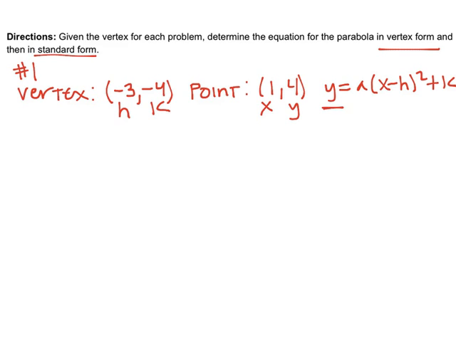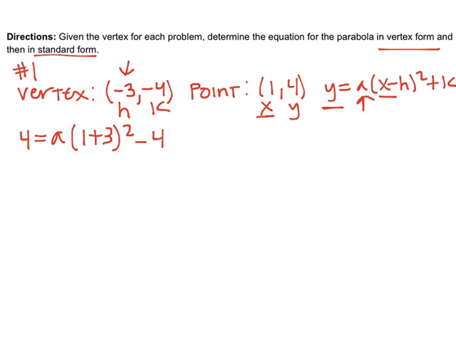I'm going to start off with the y, which is 4. I don't know my a yet, that's why I need to use this point to figure that out, so a is still our variable. Then my x is a 1. Minus h means the opposite sign, so it was already a negative, and negative times a negative is a positive, so this is now a positive 3 squared. Then we have our k, and this sign stays the same, so I have a minus 4 here.